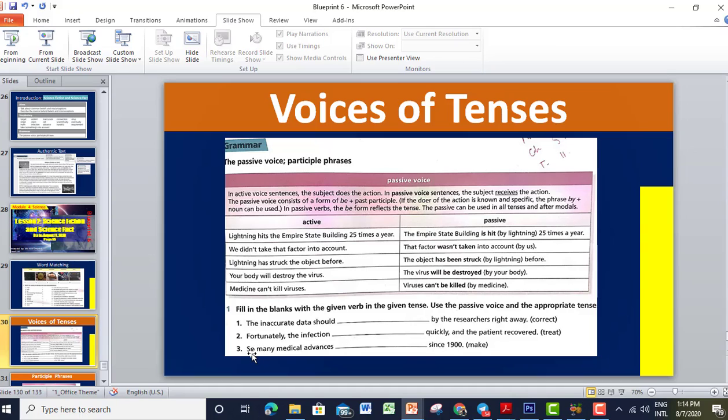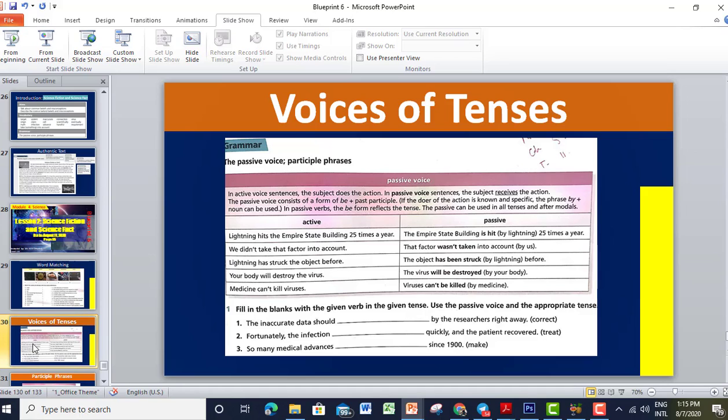And number three: so many medical advances since 1900, and we use the word make. So this is in the past, but the medicine we still use nowadays, so we use present perfect. So we use have been made since 1900. Okay.